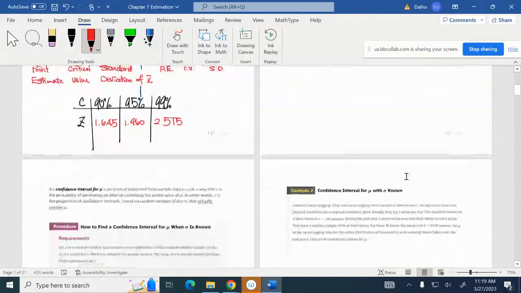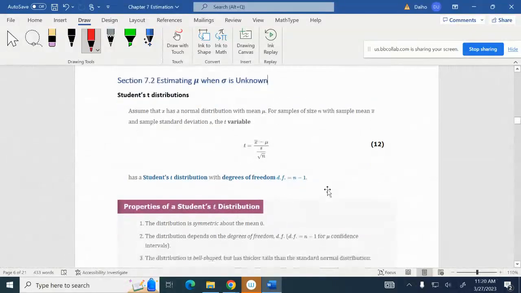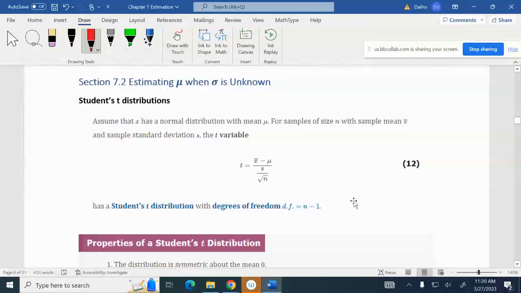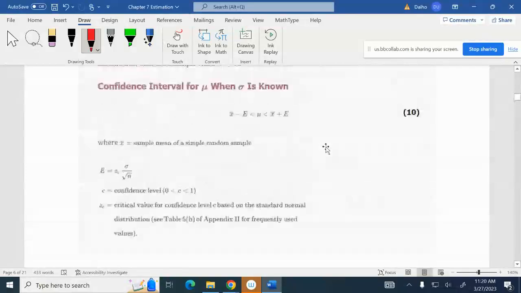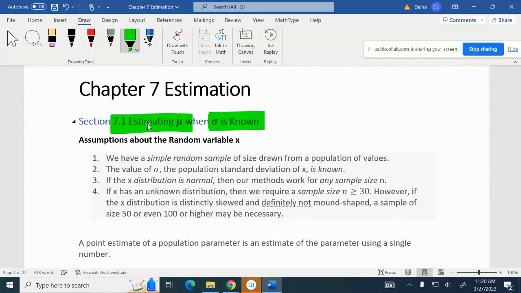So today, let me go to the second section. Please look at the title: we are going to estimate the unknown population mean again, but when sigma is unknown. Let me show you what the title was, section 7.1. Let me go to the first section. We estimated the unknown population mean, but what were the assumptions? We assumed we knew sigma. That is the big difference.